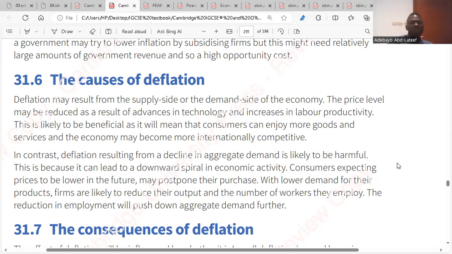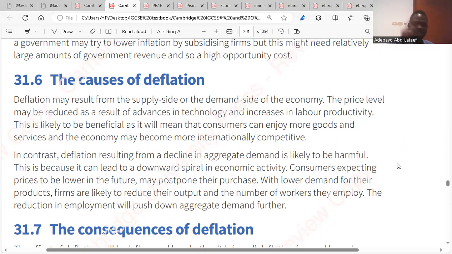When there's deflation, it is good for consumers. They'll be able to buy more. It is good for export because the country will be internationally competitive. It's good for the economy because it might boost the balance of payments.